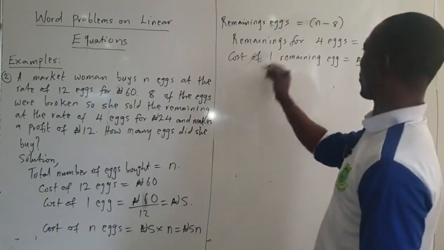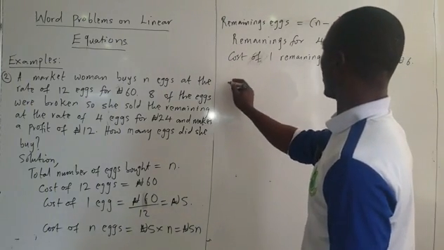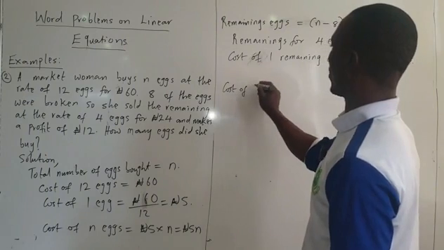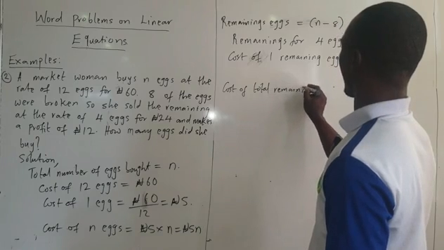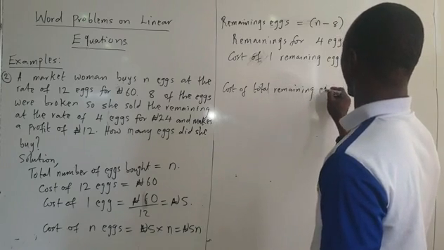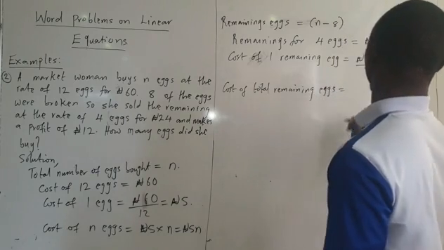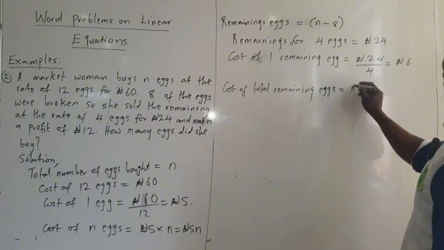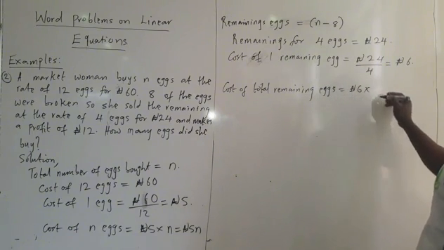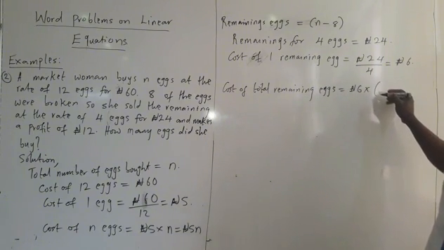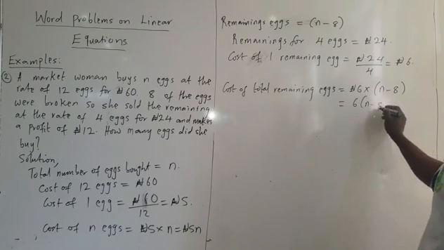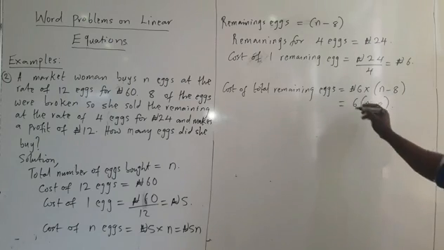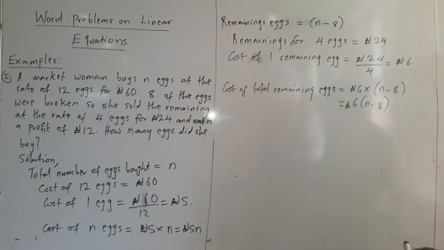So now the cost of the total remaining eggs will be equal to 6 naira multiplied by the total remaining eggs after removing the broken ones. That is n minus 8. So we now have 6 into n minus 8. This is the cost of the total remaining eggs.